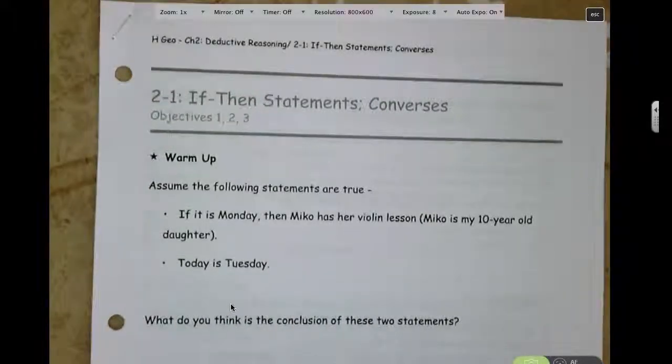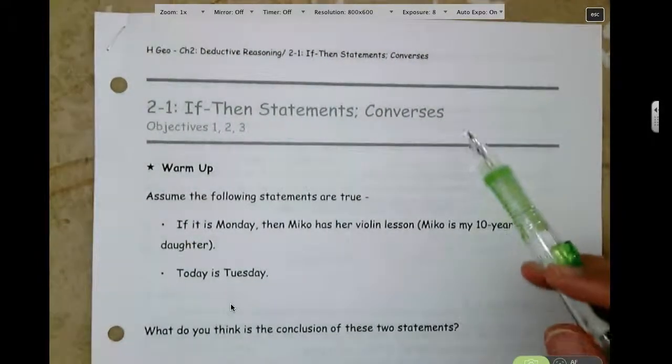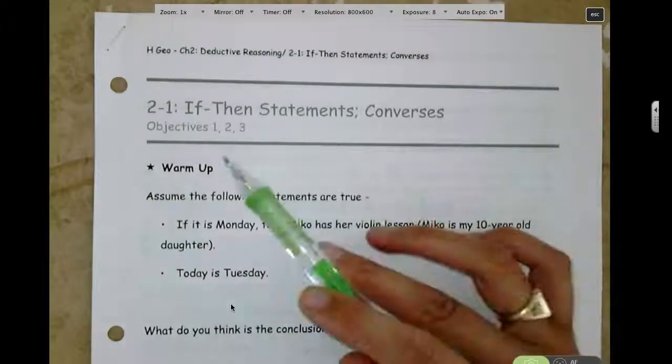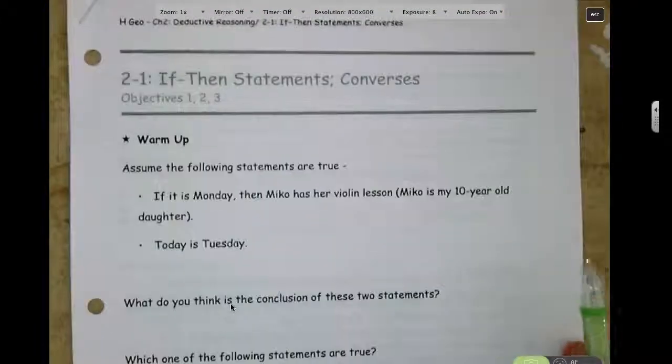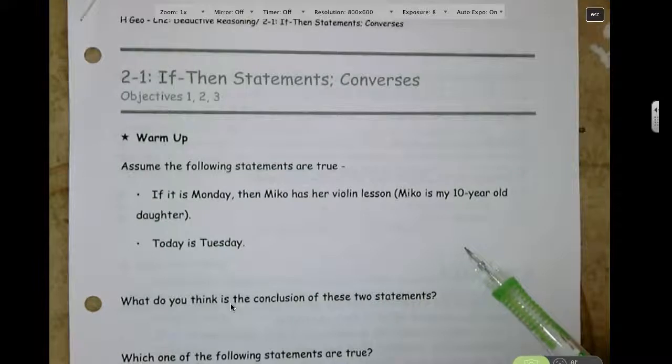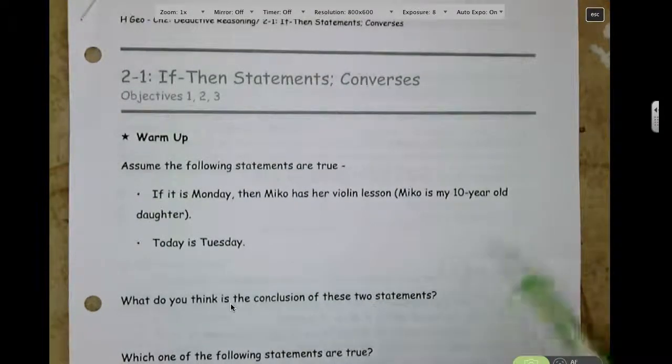Okay, here we go. 2-1. If-then statements and converses. So objectives 1, 2, and 3. The warm-up, we're going to talk about this later. So we're going to come back to this. Okay, let's go to the first page.